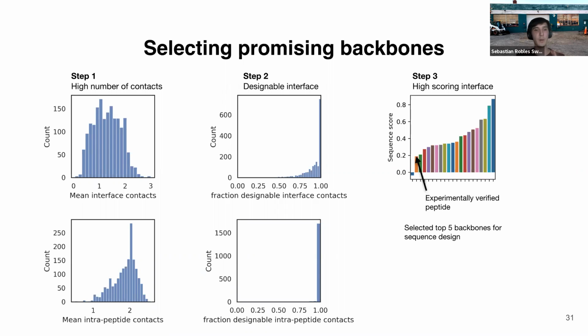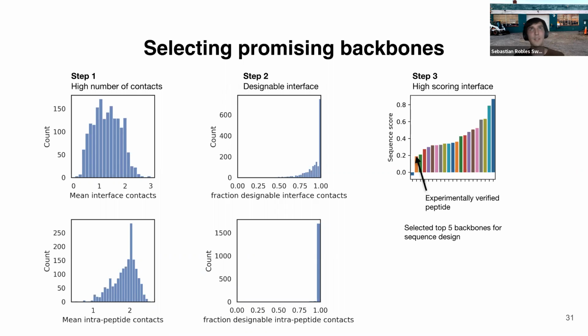But I didn't know exactly what the right number of contacts is on average. There's not really an answer for that. One way to get some insight into that would be to look at the distribution for the native peptides. But in this case, I just took the top 50th percentile, as in these are better than the other ones. And I did that for both the interface contacts and the intrapeptide contacts.